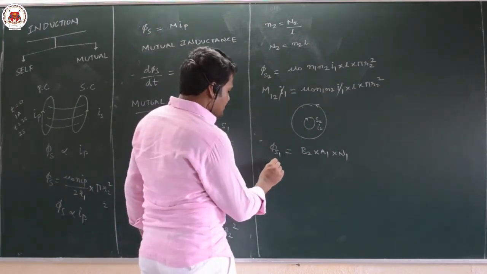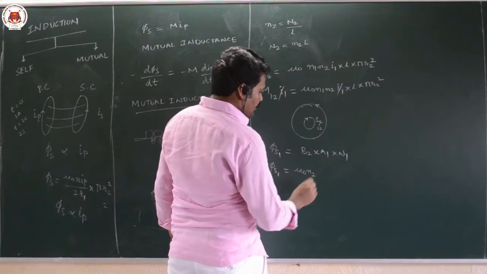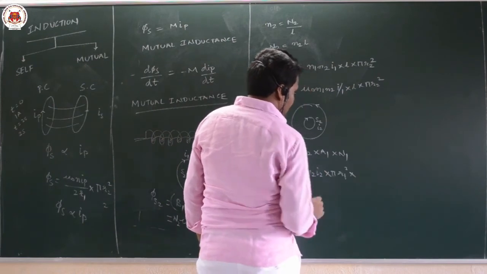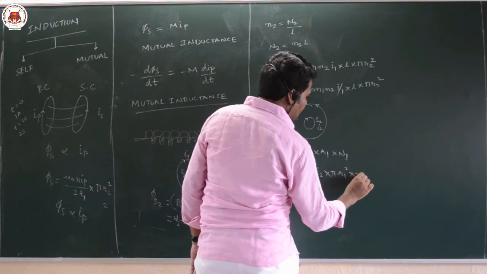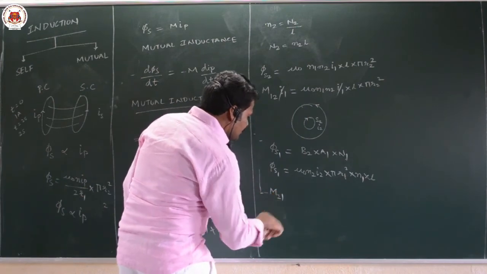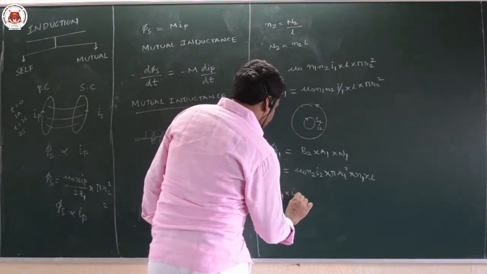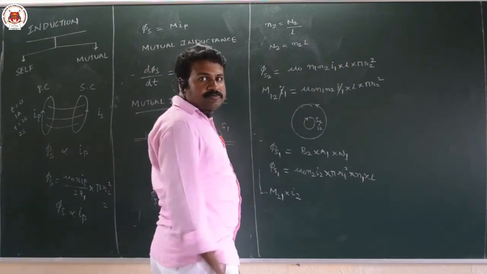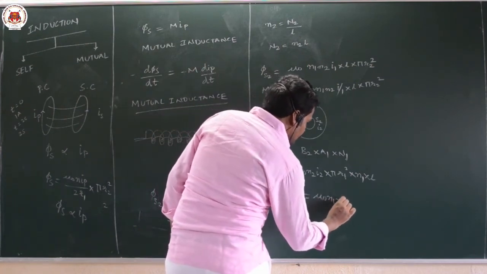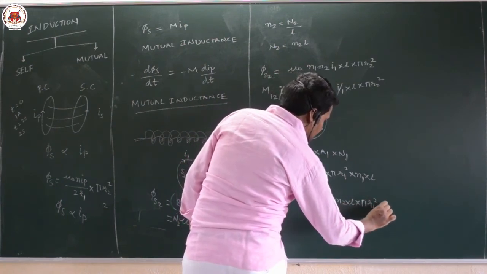Now you can write flux with S1 is equal to mu naught N2 into I2 into area of first one pi R1 square into N1, and similarly you can write N1 into L. This again you can write as mutual inductance, I am taking this as M21 into I2, because flux linked with S1 is because of current in S2 now. So, it is equal to mu naught N1 N2 into L into pi R1 square into I2.